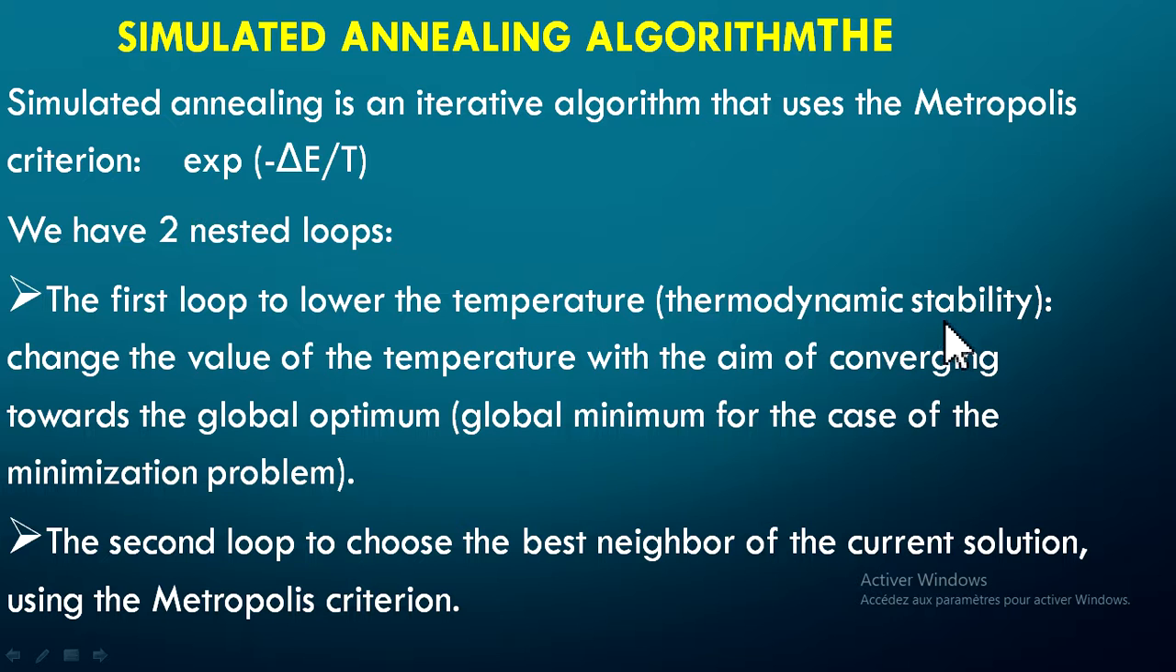It is the thermometer. We use the temperature, which means the thermodynamic stability change. So the first loop lowers the temperature, changing the value of the temperature with the aim of converging towards a global optimum, a global minimum in the case of a minimization problem. The second loop chooses the best neighbor of the current solution using the metaheuristic criterion.